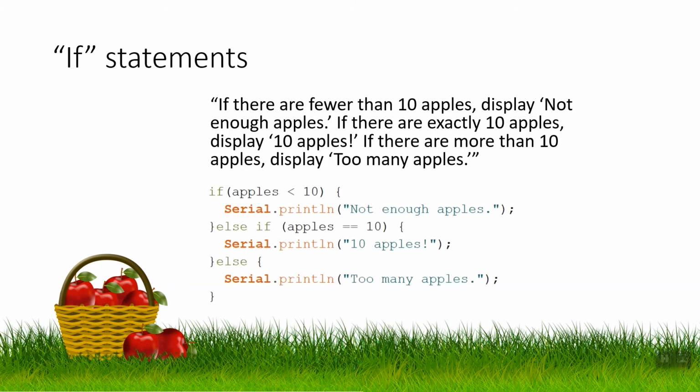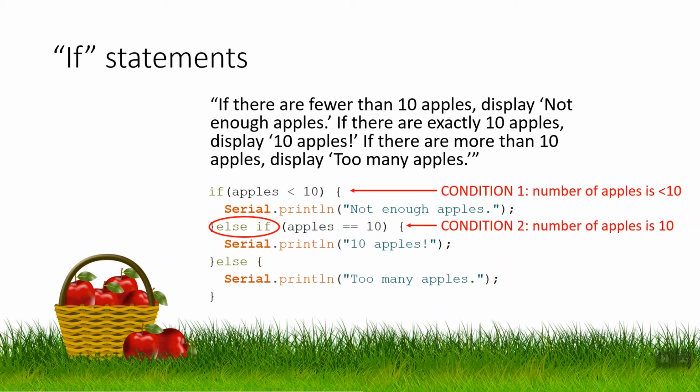And in code, we have if apples is less than 10, and that condition is met, print not enough apples. Else, if apples is equal to 10, print 10 apples. Otherwise, anything else, too many apples. So our first condition is if apples is less than 10. Our second condition is if apples is exactly equal to 10. Our third is if apples is greater than 10.